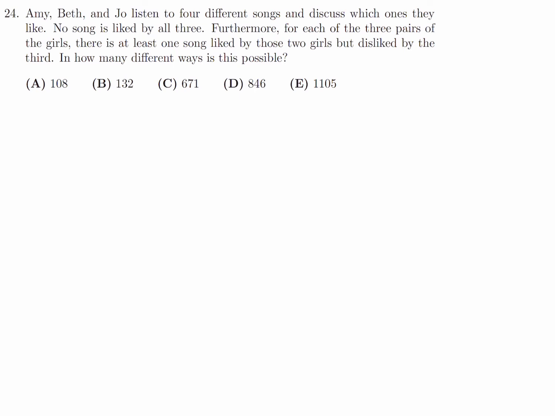So let's talk about this first before we dive right into the solution. There's 3 girls. There's Amy, there's Beth, and there's Joe. Now, there's 4 songs. I'll call them S1, S2, S3, and S4. Now, we have to make a scenario that matches the criteria in the question. No song is liked by all 3. Okay? So, song 1, let's say, is liked by A and Joe. So that means it's disliked by B. And for dislike, I'll put a red.